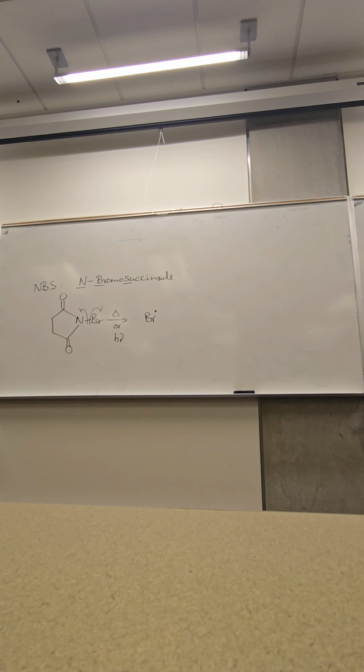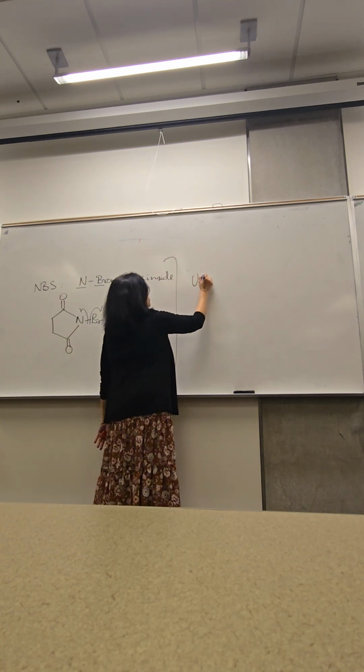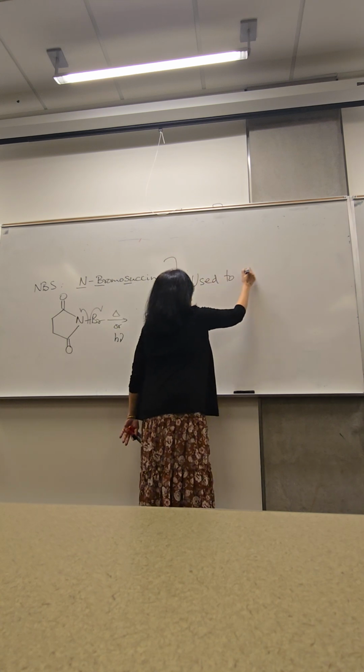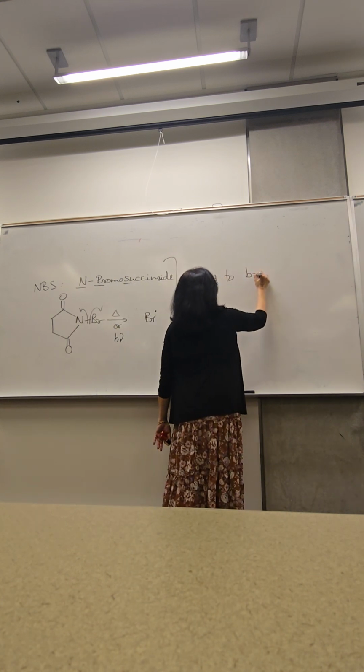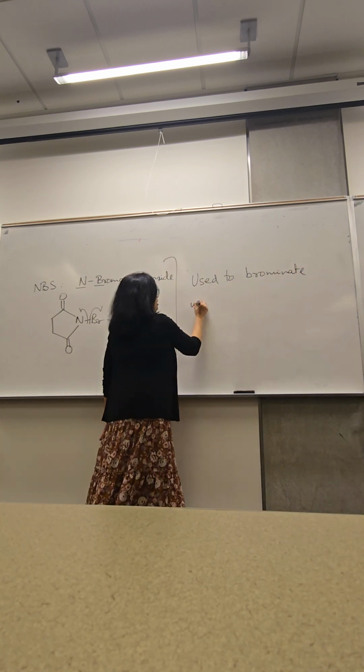Almost 90 to 100%. Very high yields of the benzylic product. So NBS is used. This is only for bromine. It is used to brominate, put a bromine in allylic position.